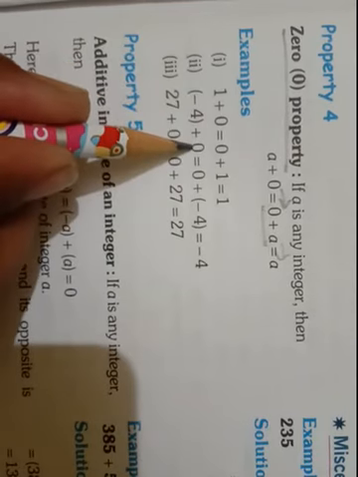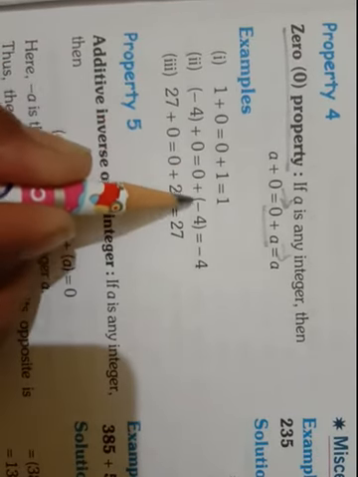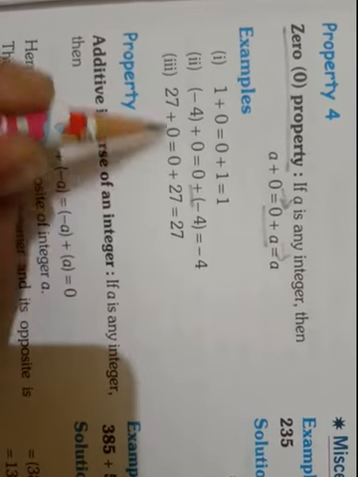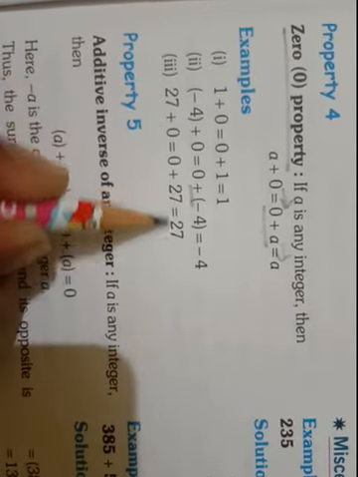Minus 4 plus 0, okay, minus 4. 0 plus minus 4: firstly here you do the addition, and you get minus 4, okay. 27 plus 0, 0 plus 27, 27.